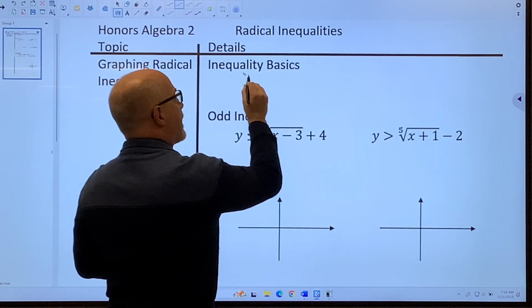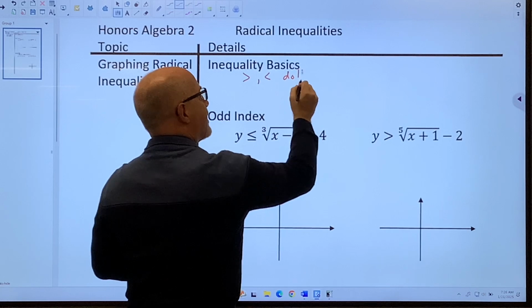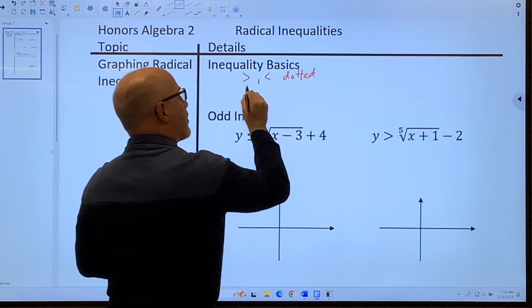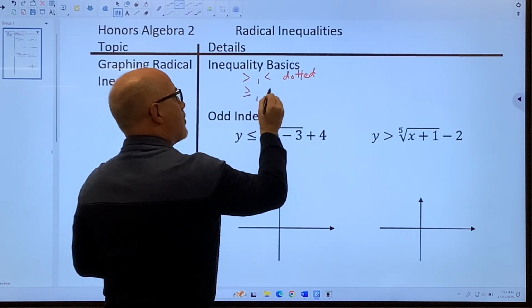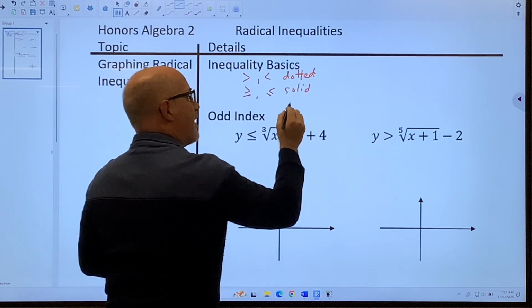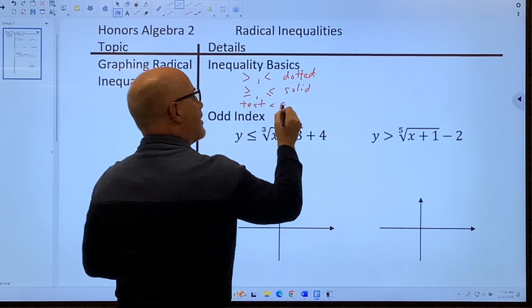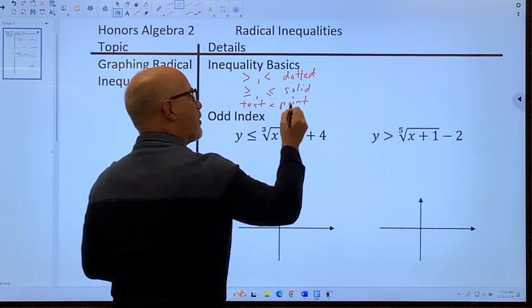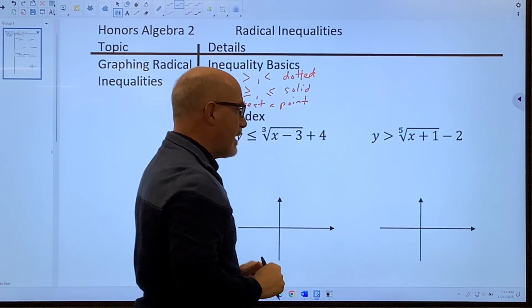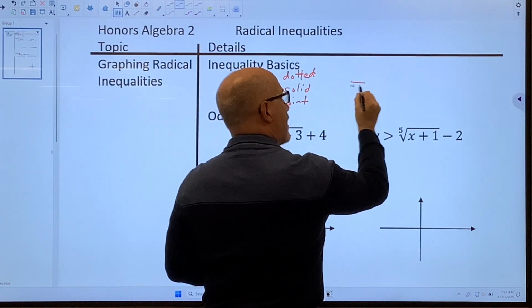If you have a greater than or a less than, you're going to have a dotted graph. If you have a greater than or equal to or a less than or equal to, it's going to be a solid graph. And then you're going to test a point to see whether it's shaded above or below the graph.